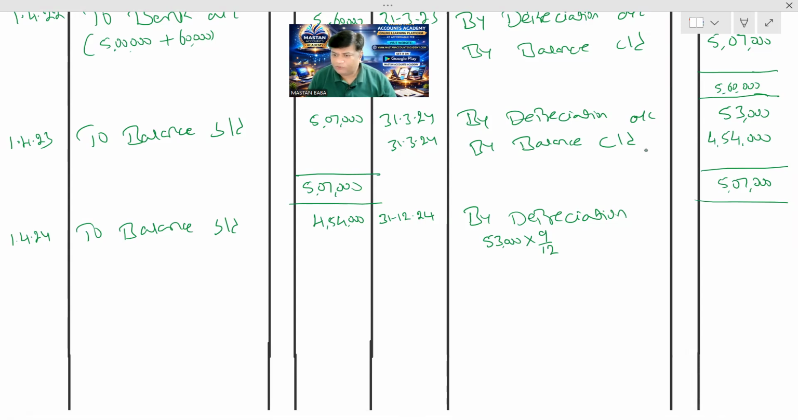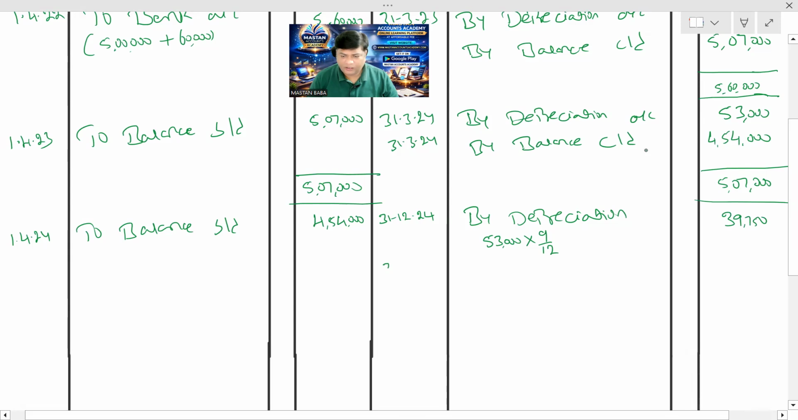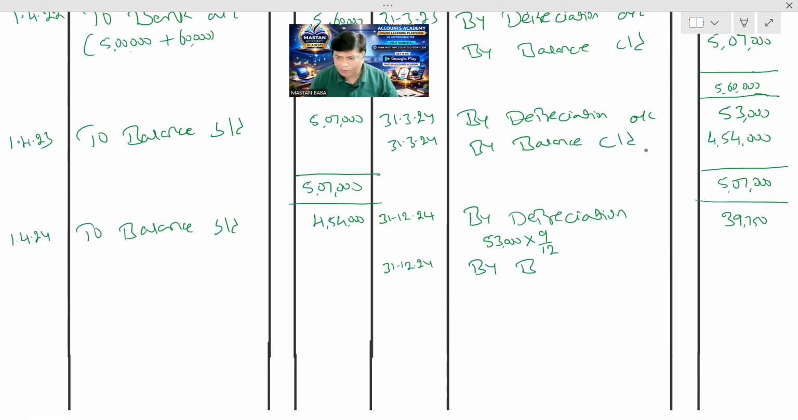So how much will we get? 53,000 into 9 by 12, calculate in rough work. You will get 39,750. And on 31st December 24 they sold the asset, by bank. When an asset is purchased it is to bank; when an asset is sold it is by bank, which indicates the sale. For how much sold? 3,50,000.